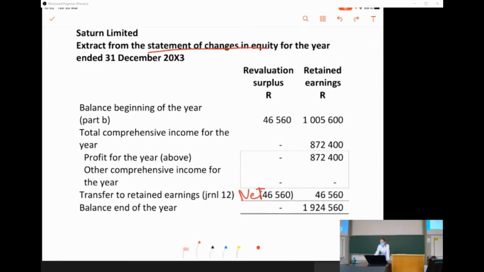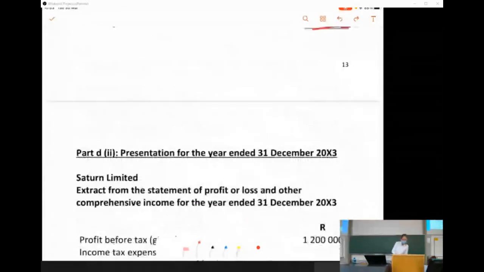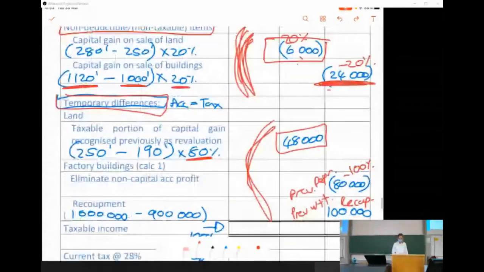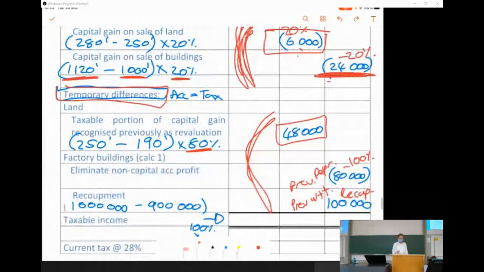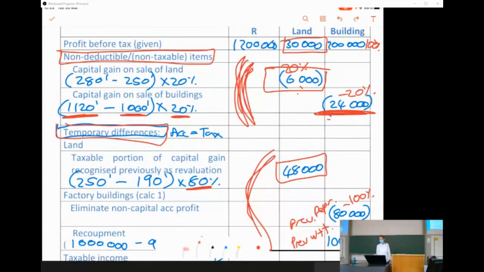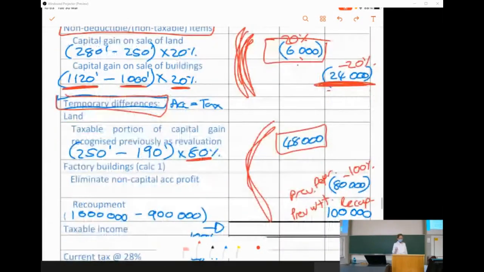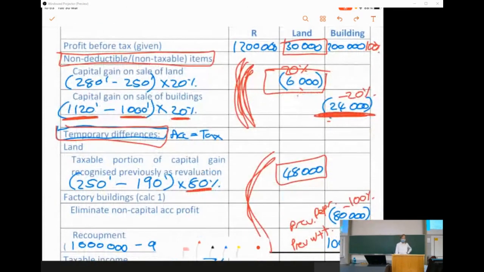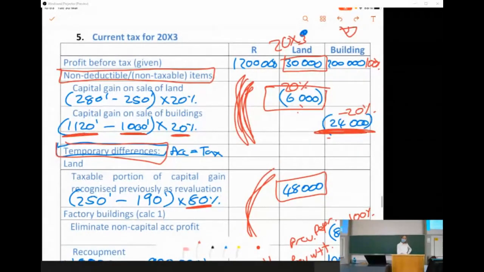Okay, ma'am, can you please explain the CGT consequences under the temporary differences heading, the 80 and 100%? Okay, so that's now in the current tax calc, I assume. CGT consequences under the temporary differences heading. So here, for our land, we only included for 20X the only amount that will be included in my accounting profit, which will be the 30,000.